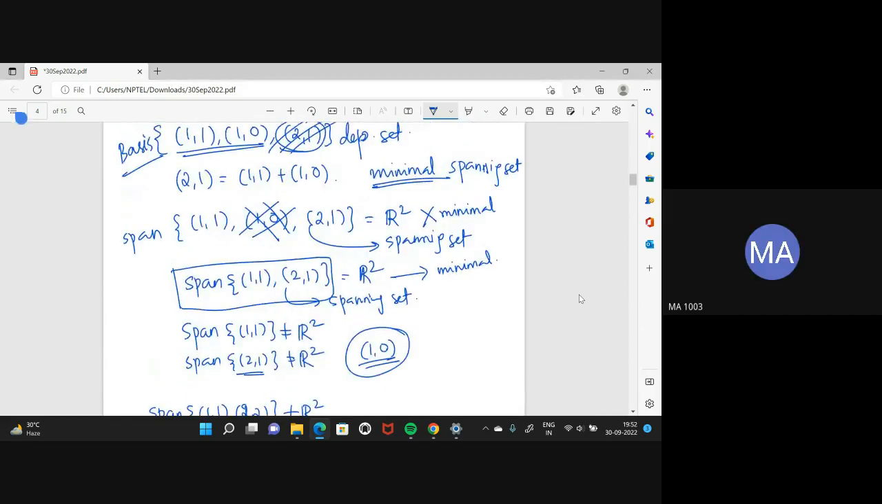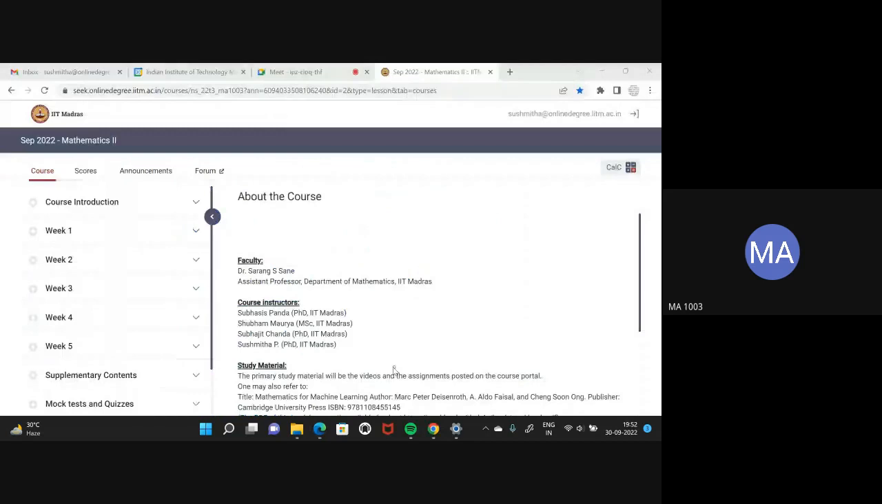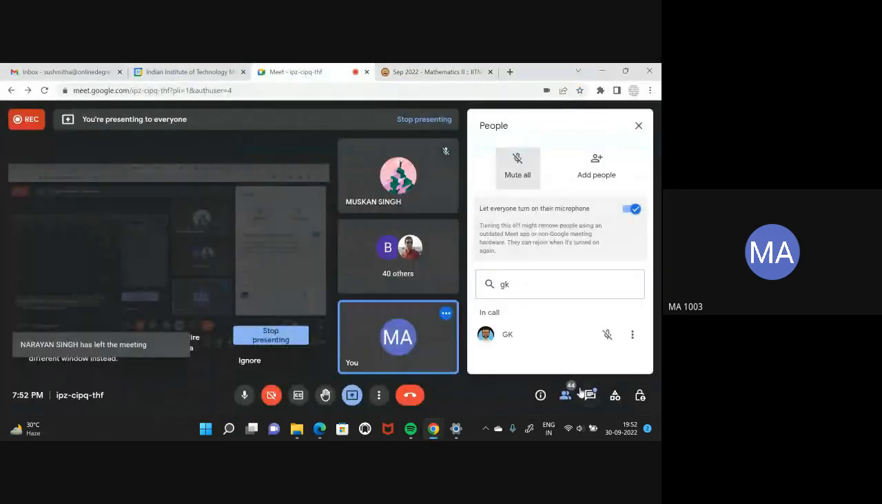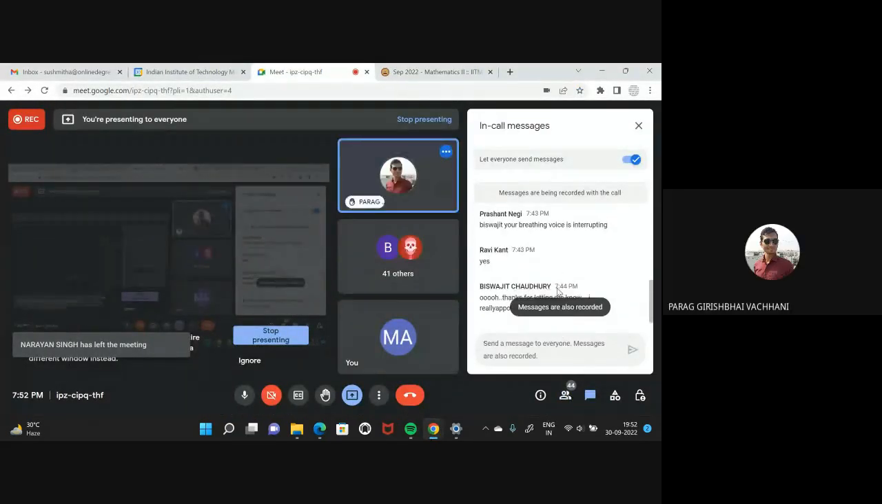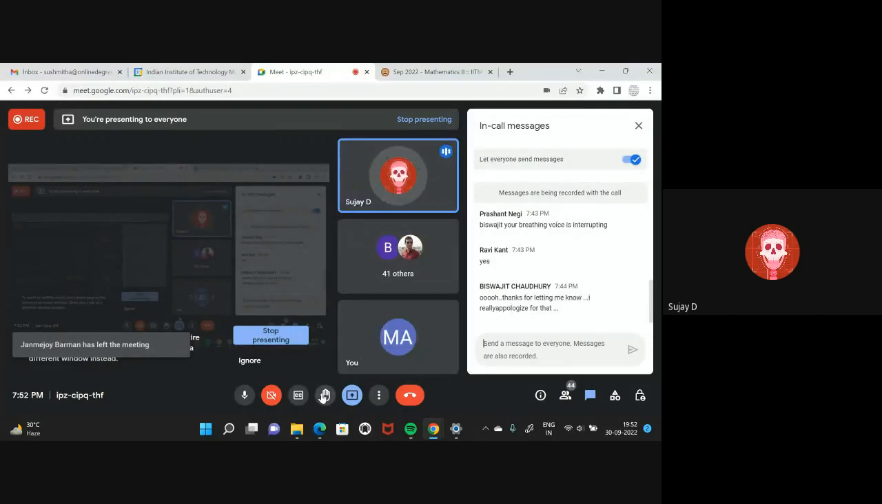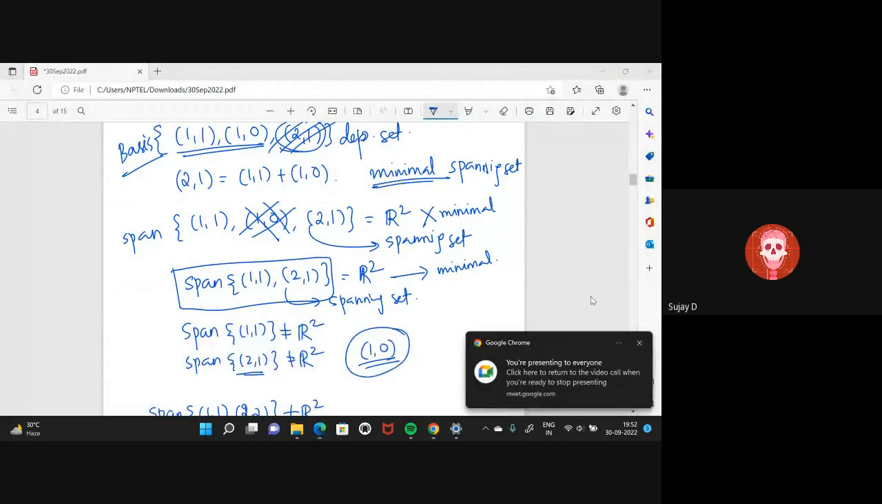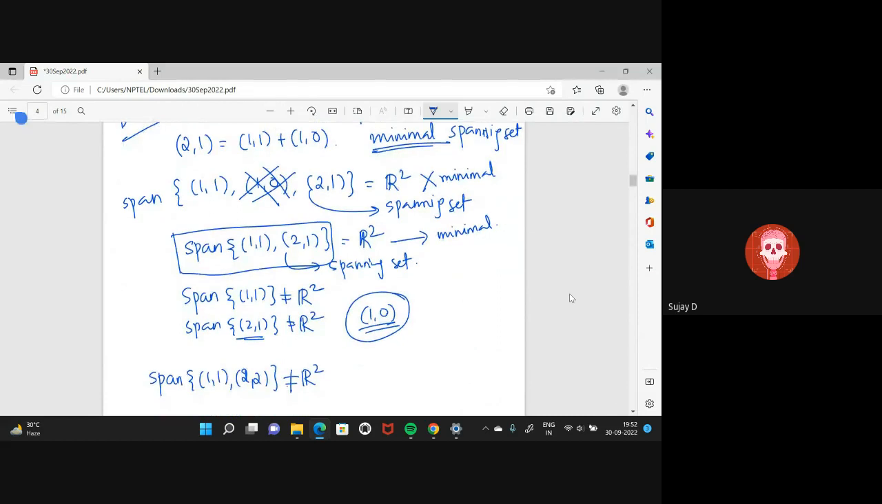So is what a minimal spanning set clear? Is there anything on the chat? Ma'am, for that previous question, can we say two independent vectors means we can say it's R2? Spanning set, two independent. Yeah.